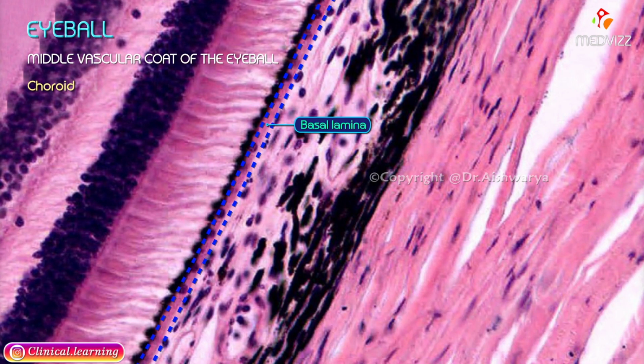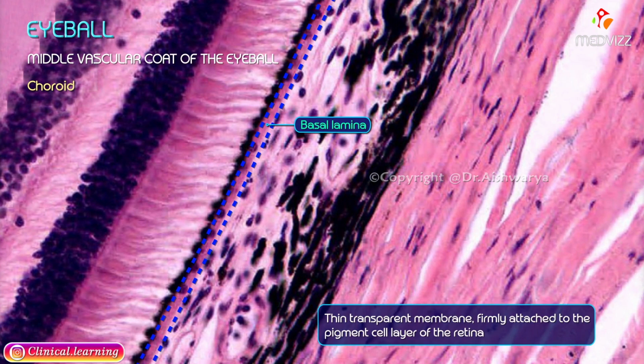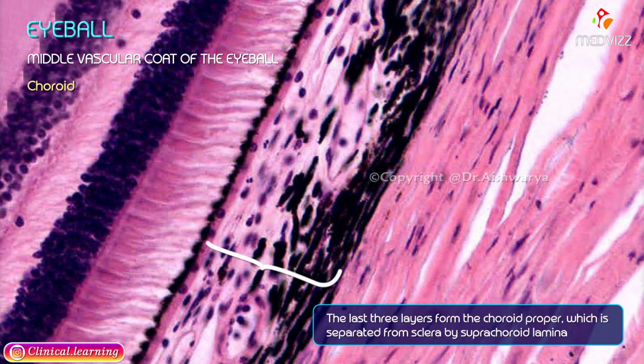Basal lamina, membrane of Bruch. It is a thin transparent membrane which is firmly attached to the pigment cell layer of the retina. The last 3 layers form the choroid proper, which is separated from sclera by suprachoroid lamina.